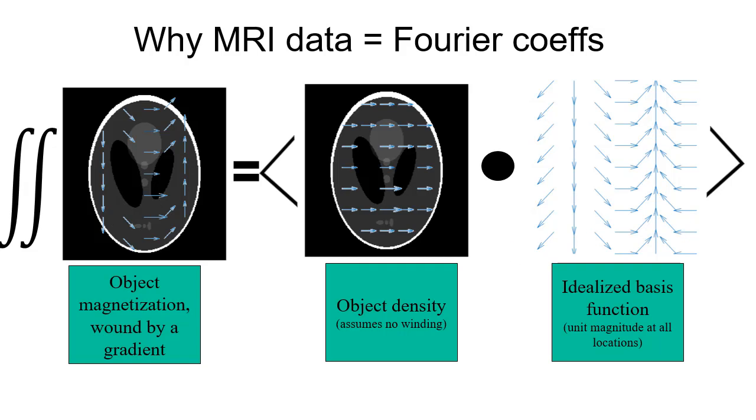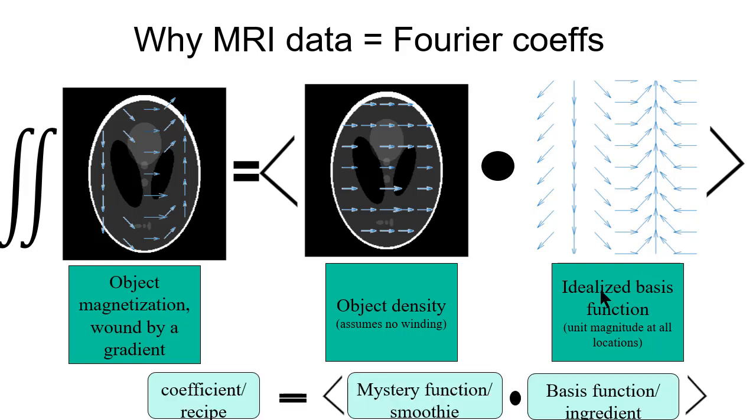And then what you'd have to do on the right to represent this integral is take an inner product of our mystery object and this idealized basis function. So this is what connects back to what we were saying, where if you take a mystery function and multiply it by the basis function and integrate over all space, you take that inner product, the number that you get is the coefficient or the recipe. And that is why what we measure in the MR scanner, even though it's the net magnetization of this wound object, it really is a Fourier coefficient.